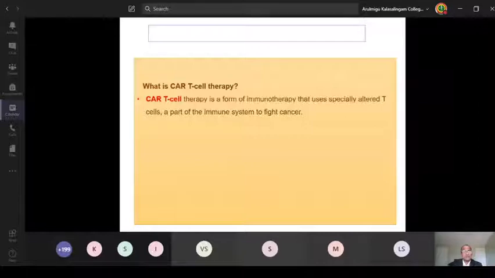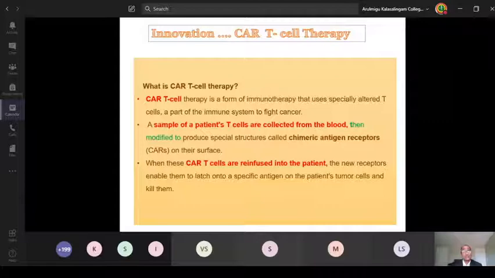So the next innovation which is emerging already in 2017: CAR T cell therapy. What is CAR T cell therapy? It uses the patient's own immunity. If a patient is suffering from any tumor or blood cancer, we use their own immune cells, the T cells. T cells are mainly meant for immunotherapy.